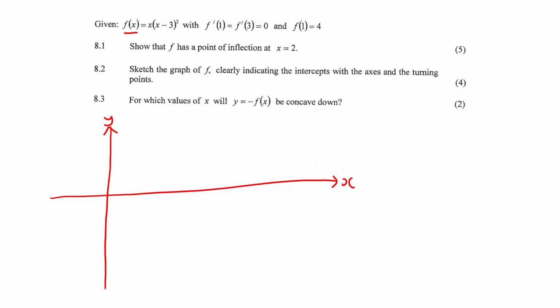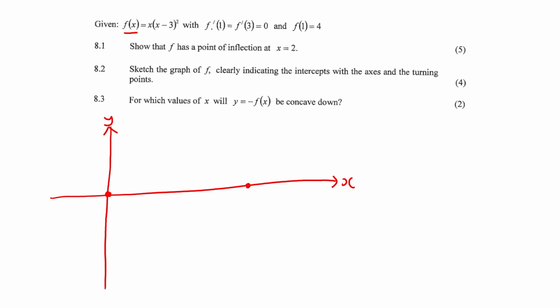And now let's actually analyze this question. So we need to get our x-intercepts. And as you can see, it's already been factorized. So x is going to be equal to 0. So we're definitely going to have an x-intercept there. And x is also equal to 3. So another x-intercept somewhere here.